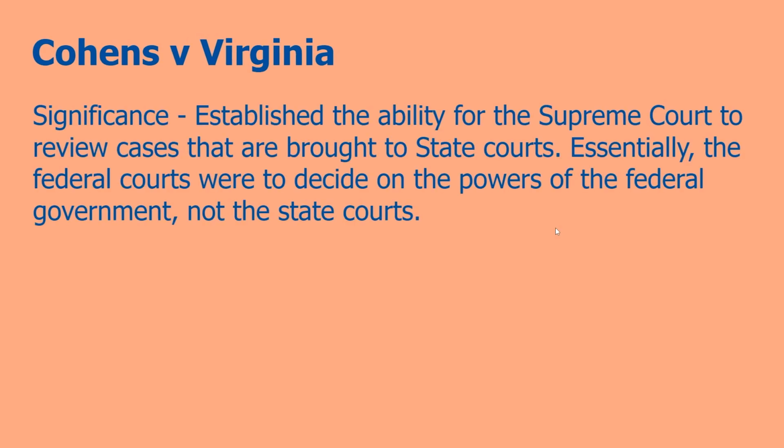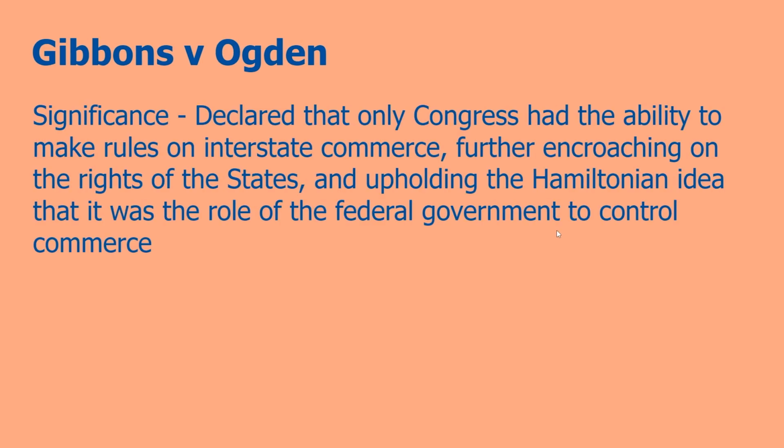It's not just strictly what is literally written in the Constitution that is legal. Cohens versus Virginia established the ability for the Supreme Court to review cases that are brought to state courts. Essentially, the federal courts were to decide on the powers of the federal government, not the state courts. So the federal courts were the ones that had power of judicial review to decide what is constitutional, not the state courts. Gibbons versus Ogden declared that only Congress had the ability to make rules on interstate commerce, further encroaching on the rights of the states and upholding the Hamiltonian idea that it was the role of the federal government to control commerce. So this is just more of the central government taking away powers from the state. Not really taking away, but establishing what the central government has instead of the states.